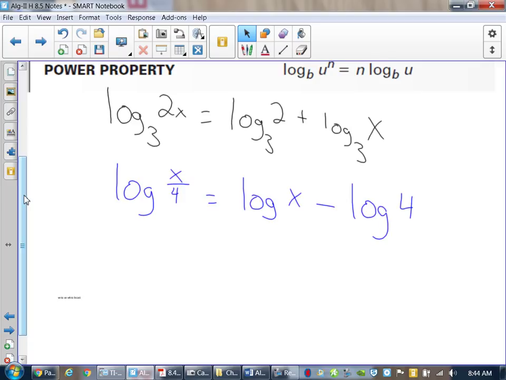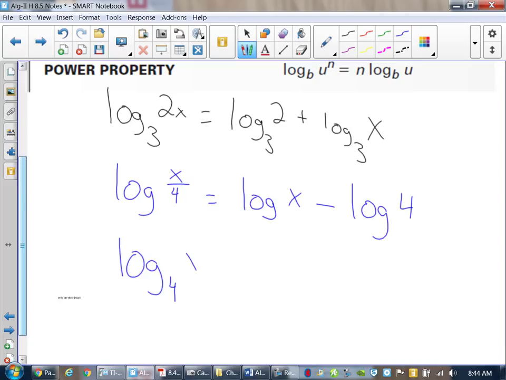Anytime you have something raised to a power, you put the power out in front of the log. Power goes out front. So if I say log base 4 of x to the 5th, that just means it's 5 times the log base 4 of x.